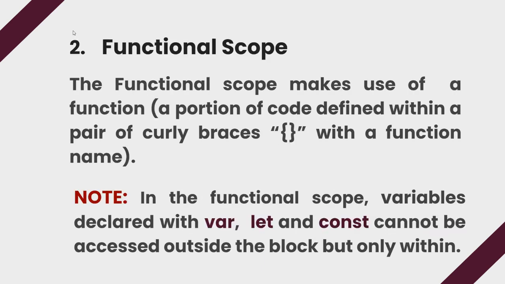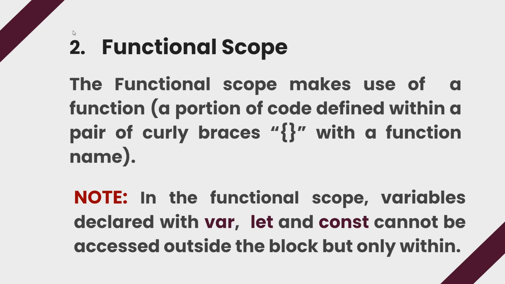Next, we have the functional scope. Now, this scope makes use of a function, and a function is a portion of code defined within a pair of curly braces. We wouldn't be talking too much about functions, but we'll be seeing functions in future classes. But for the sake of explaining the functional scope, it makes use of functions. And the functions also make use of the curly braces, and it also has a function name, which we already know to be an identifier.